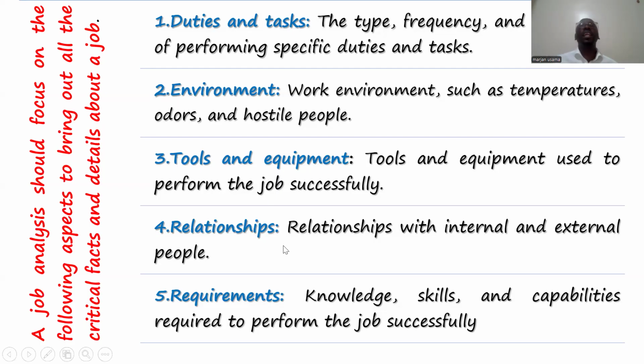Then number four, relationships, relationship with internal and external people. So job analysis will help us as an organization to determine what is the relationship of our worker with the people who are inside the organization, and what is your relationship with the people who are working outside. For example, in a school, if you are a teacher, what is your relationship with the teachers and the management inside? Then externally, what is your relationship with the parents, for example? What is your relationship with the government, for example? So the job analysis will help actually in that line.